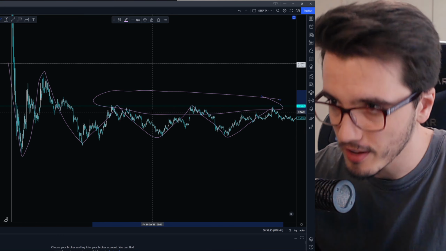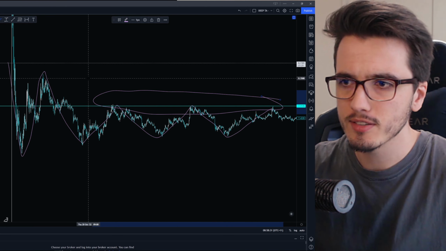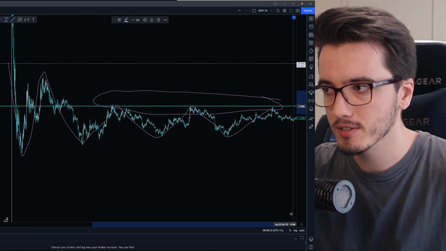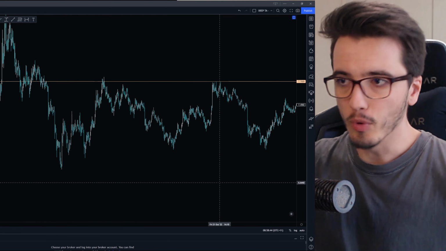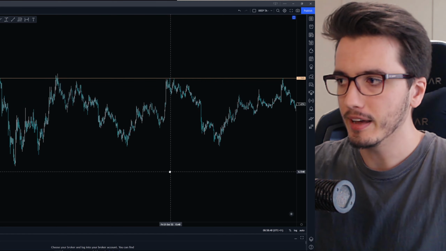The fact that it's touched this many times means that it's going to be a great break when it does break. But the question is, can we get a better entry than this? And the answer is yes. So let's say from here, we're already targeting this level. So this is already critical. Now, are there better entries that we can take?